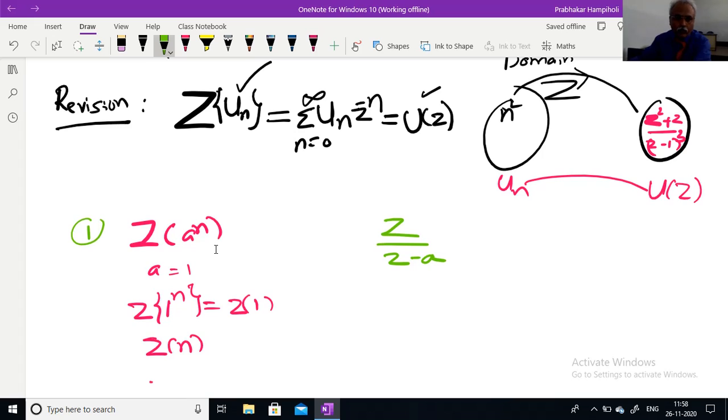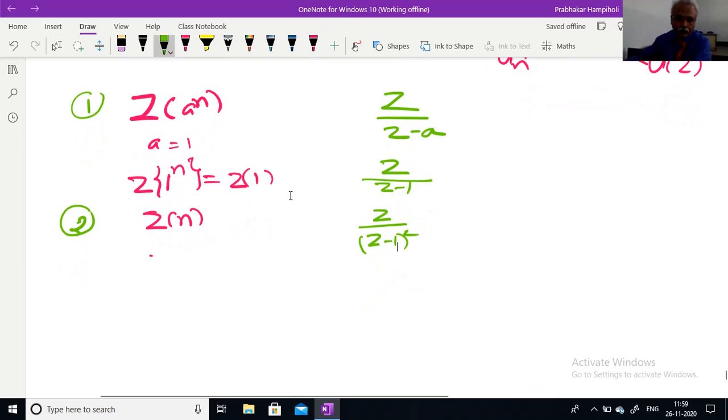Now for 2 raised to n it becomes z by z minus 2, for 3 raised to n this becomes z by z minus 3, for minus 4 raised to n it becomes z by z plus 4, for half raised to n this becomes z by z minus half. If I put a equal to 1, that becomes z by z minus 1. Second one, Z of n was transformed as z by z minus 1 whole square.